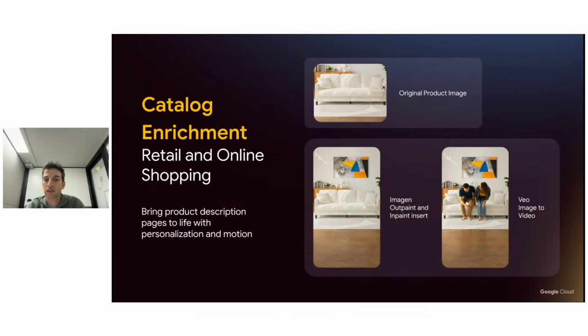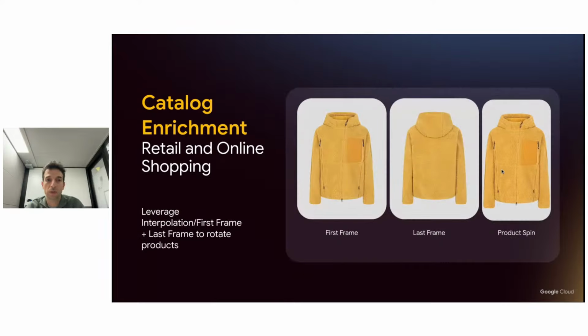Catalog enrichment, another strong use case. So you can see both outpainting and adding more information to the image, and then using that as the start image to create a video and make the catalog much more interesting. So from a regular sofa to now a sofa with people in an actual living room. Here you can see, again, good usage of first and last frame to create this spinning clothing item.